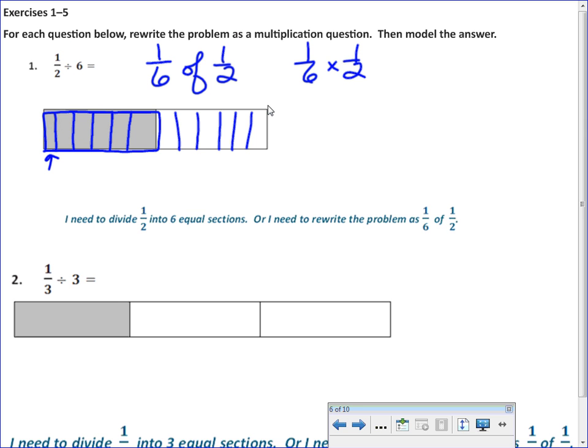Now let's look and find out what the answer is. I'm looking at my half. That's a half. And I only want 1/6. In my new picture, what does this block represent? How many boxes are now in my whole diagram? 12. And how many are shaded in? 1. So 1/2 divided by 6 equals 1/12. And that's your answer.